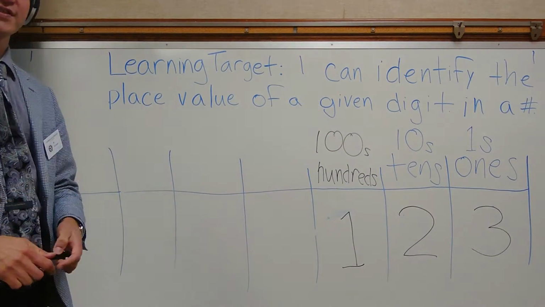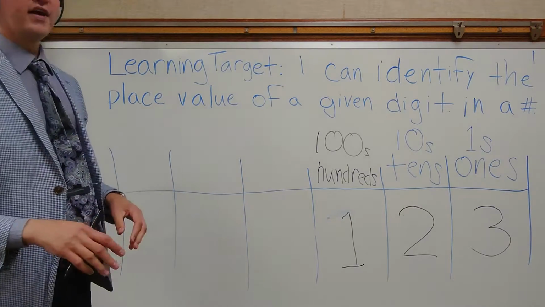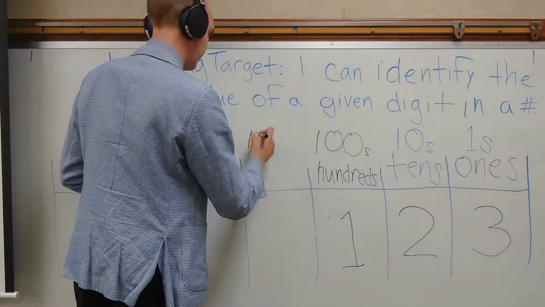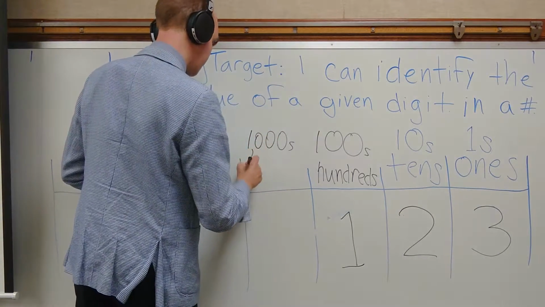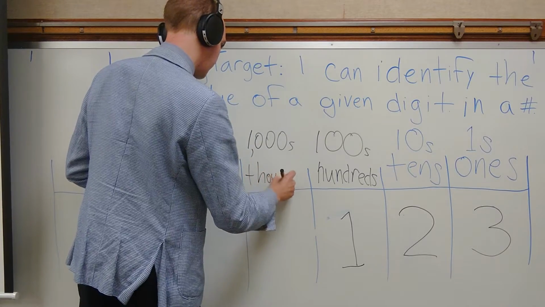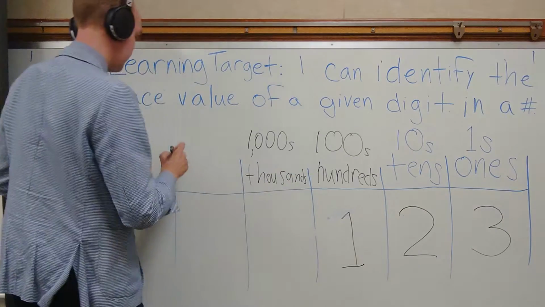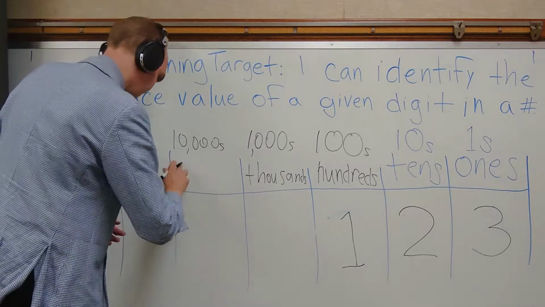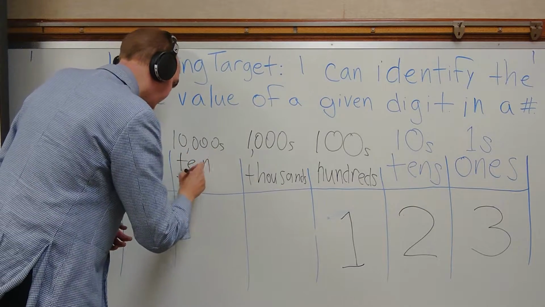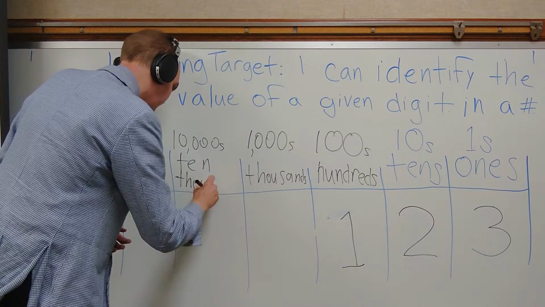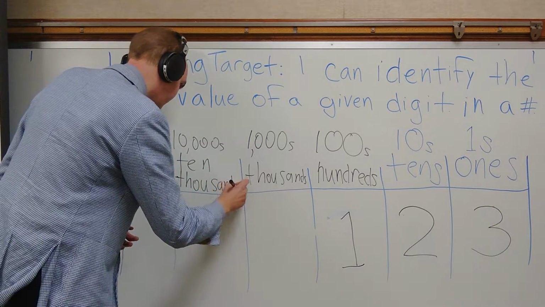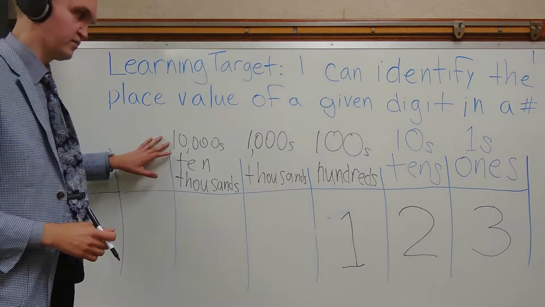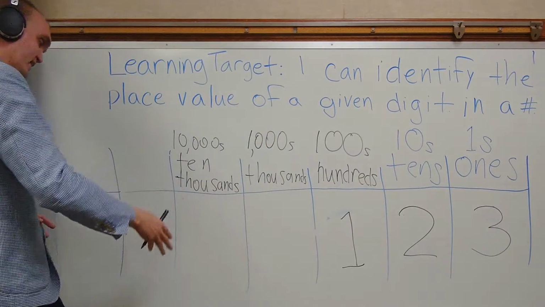Okay, I'm going to move through the rest of these a little bit faster so that you can label your chart. I want you to listen to me label mine, pause the video, and label yours. The next place value is the thousands place. The next place is the 10,000s place. And if I'm ever getting ahead of you, remember you can just pause the video and catch up. So we have ones, tens, hundreds, thousands, 10,000s.